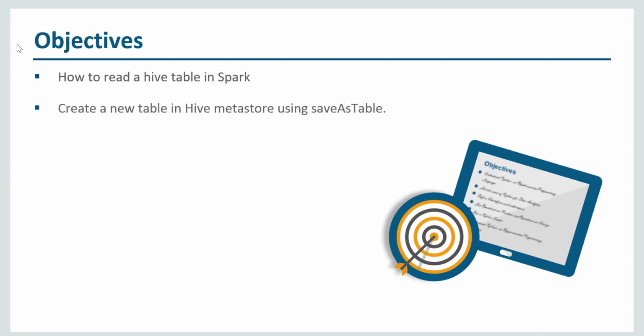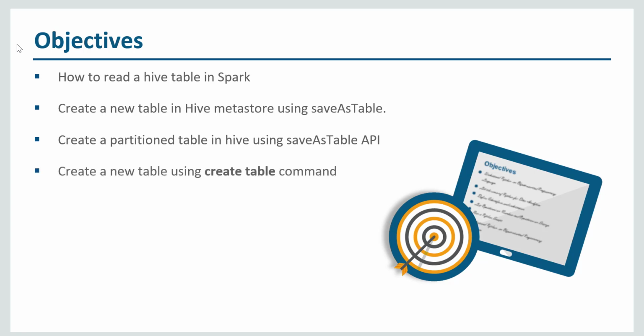So we will be creating a new table in Hive Metastore using Save as Table API. Then we will be creating a partition table in Hive using Save as Table API. We will be creating a new table using Create Table command. And finally we will be writing data in Hive table in overwrite mode and in append mode. So let's go to the lab and see.